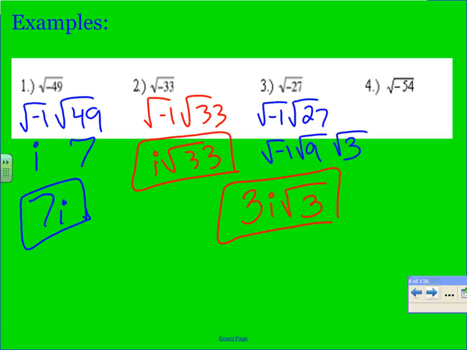Okay, number 4. We can break that down to 3 things. What can we break that down into? Kevin, what's a perfect square that goes into 54? You're not paying attention. So what's a perfect square that goes into 54?